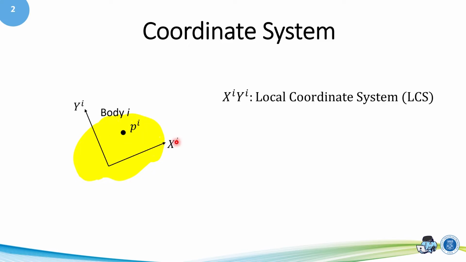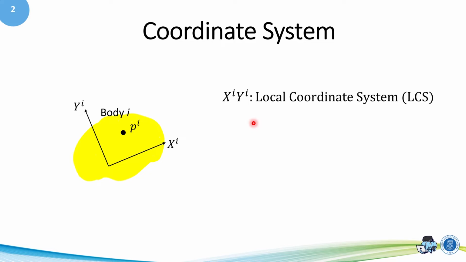For example, that's the body. Let's say it is a body i, as you can see in the slide. Then there's the point Pi in that body. To define the position of this point Pi, we need to create a coordinate system. It is xi and yi. Xi, yi here is called the local coordinate system, or LCS.